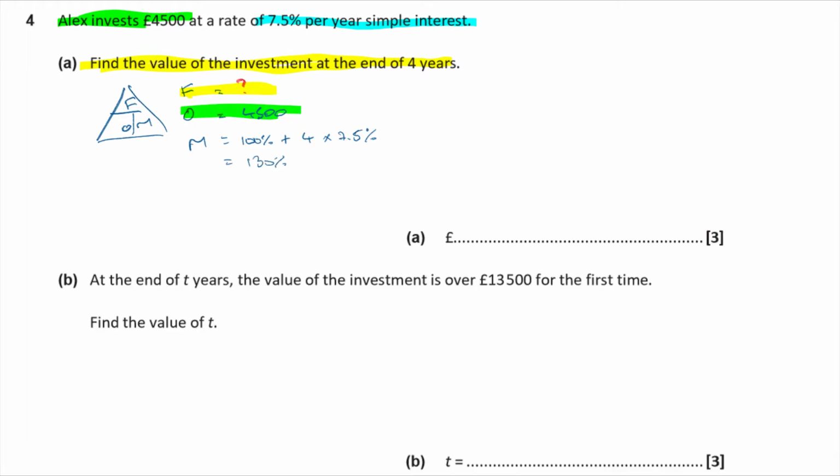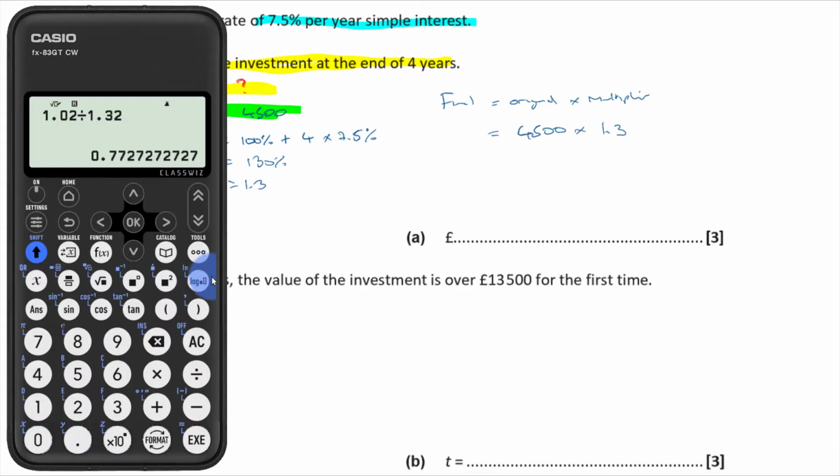Okay, so cover up the thing I want to find. I want to find the final. That tells me the final is the original times the multiplier. Final equals original multiplied by multiplier. I use this triangle for every percentage question if you haven't noticed. Very handy. So 4,500 times 130% as a multiplier is 1.3, isn't it? That's 130% as a decimal. So 4,500 times by 1.3, that comes out to be 5,850. Okay, that's my final answer, isn't it? 5,850.